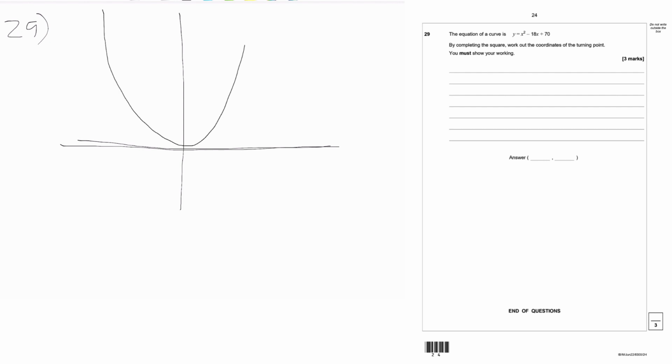For question 29, we're given the quadratic that y equals x squared minus 18x plus 70. And we want to complete the square to find the turning points. So let's do a quick recap. If we have a graph, and let's say we plot y equals x squared, which is going to look something like this. So this is y equals x squared.